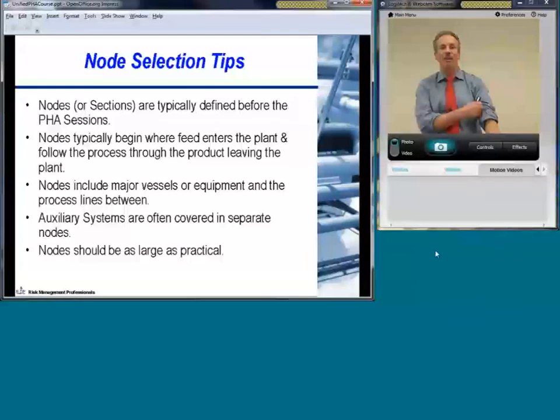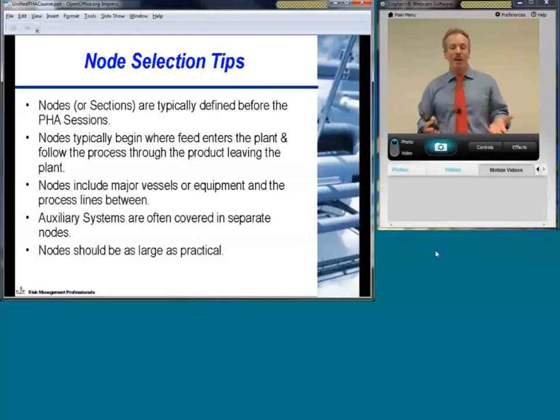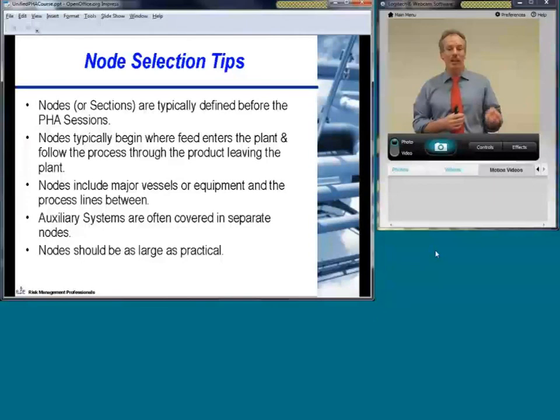And the key thing is a lot of times the team isn't very experienced in doing the HAZOP study, and as a trained facilitator, you know what to expect and how to set it up properly so it can be effectively revalidated later. Nodes typically begin where feed enters the plant and follows the process through the product leaving the plant. Nodes include major vessels or equipment and the process lines between. And also, you may want to cover auxiliary systems in a separate node. And as I mentioned previously, make sure the nodes are as large as practical.